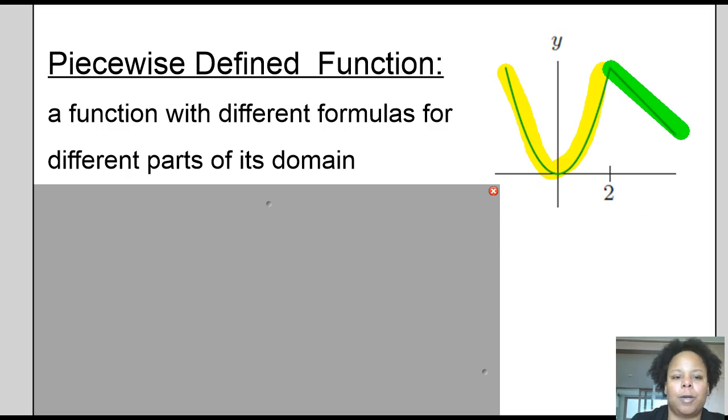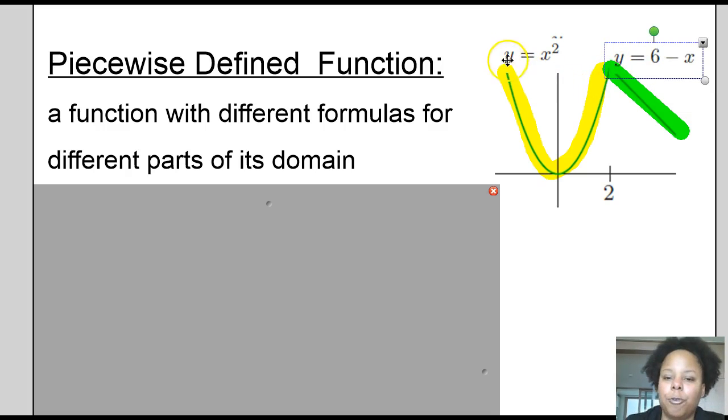And the thing to note about these functions is that they can be defined in two different ways. This particular function can be defined by the equation y equals x squared, and this particular function can be defined as the equation y equals 6 minus x. But it's important to note that it's not the full y equals x squared graph, and it's not the full y equals 6 minus x graph. And that's why we call it piecewise defined function, because they're pieces of a graph.